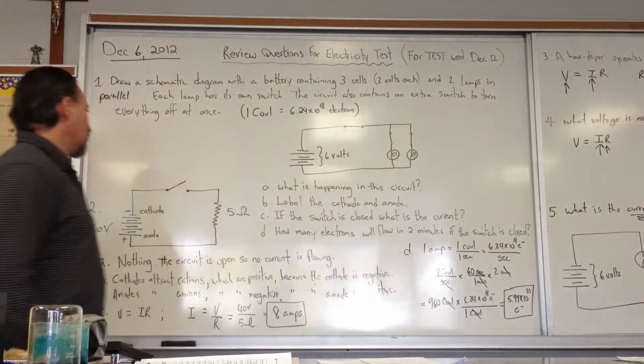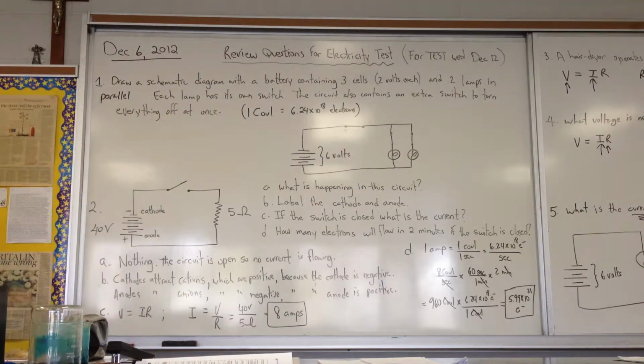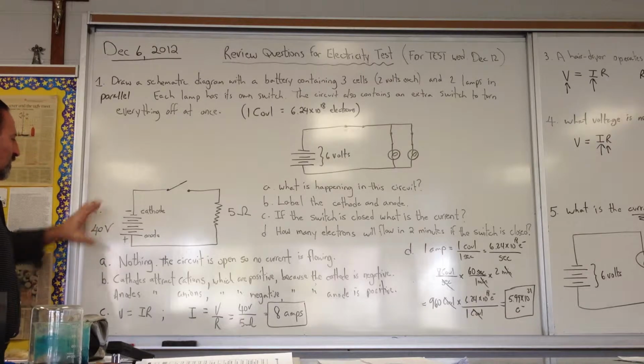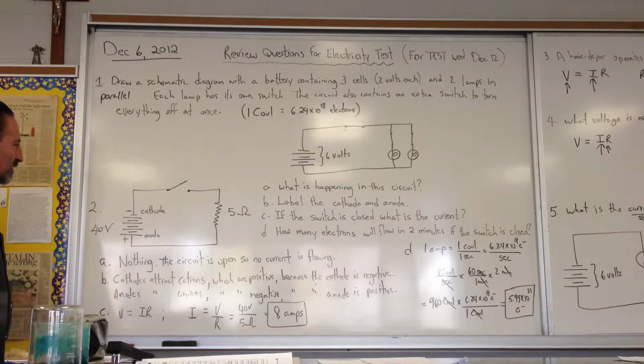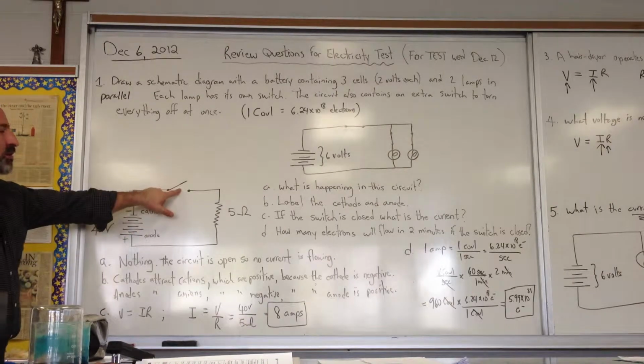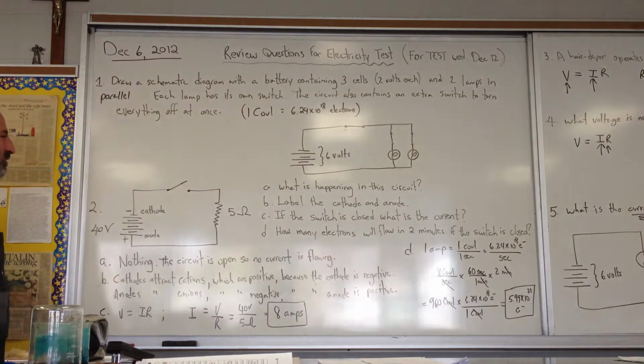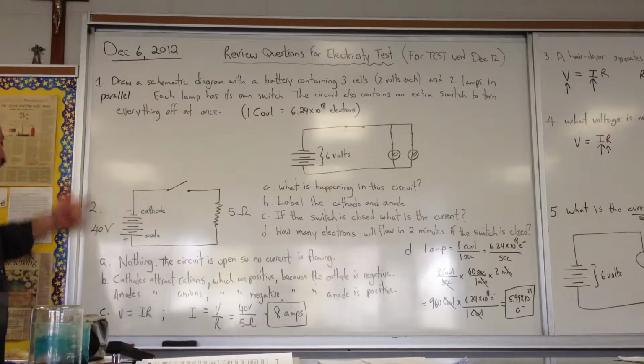In the second question, we're asked what is happening in this circuit, which is shown in this schematic diagram. And the answer to A is nothing, because the switch is open. So you can't have current flowing if there's an open switch. The circuit is open, no current is flowing.